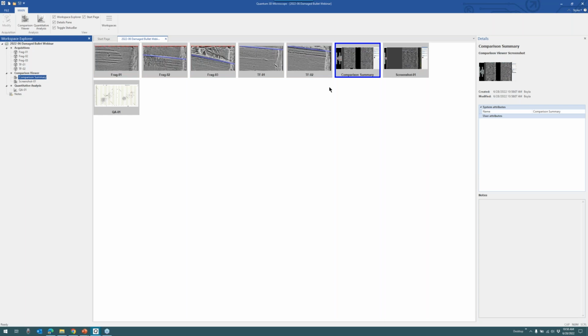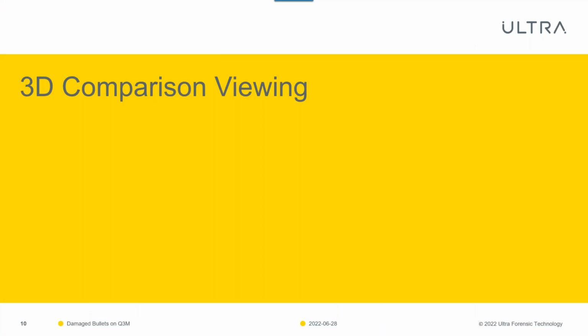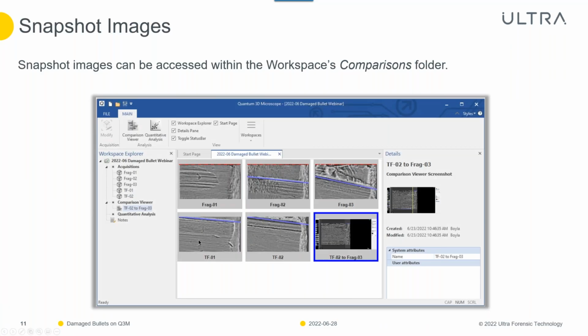And that's possible because there were 6 items or less in the overall comparison. I could have done that as testfire 1, frag 2, and then a separate screenshot of testfire 2, frag 3 as well. But there's all kinds of different ways that you can chart and map out the progress of your comparison using the quantum 3D microscope. And the quantitative analysis, of course, helps you understand the relationships of all the conventionally rifled items within that workspace. Let's jump ahead now and continue with the presentation here.